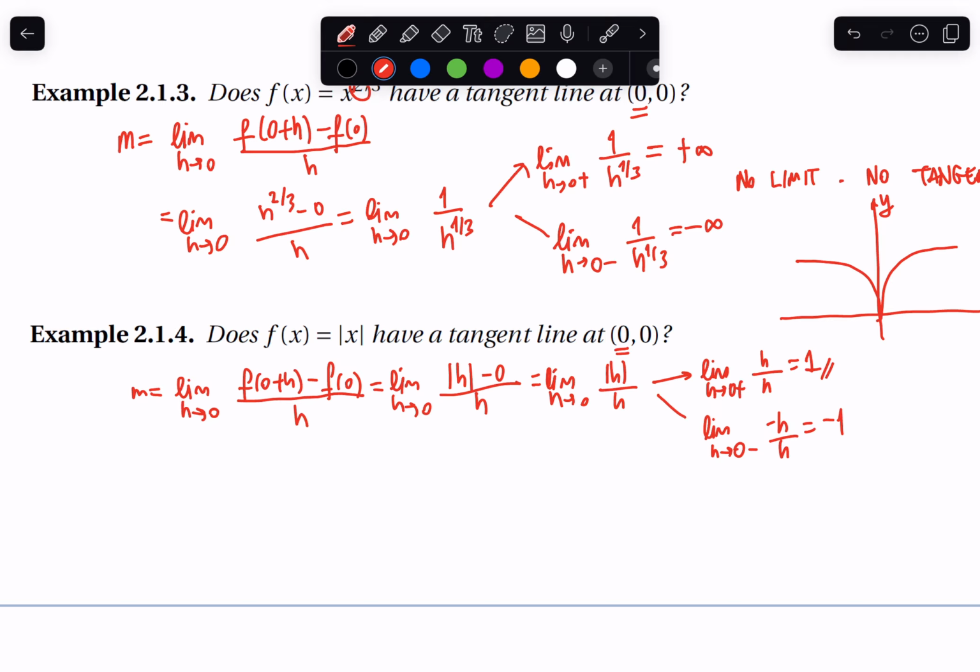So the right-hand side and the left-hand side limits are different, which means that this limit does not exist. And also there's no tangent line.